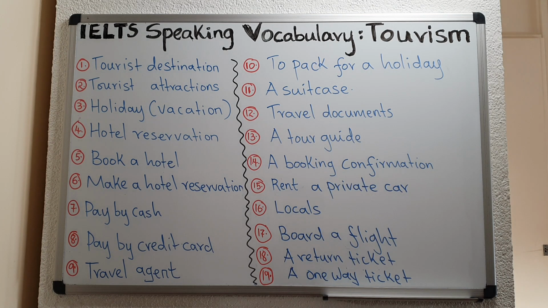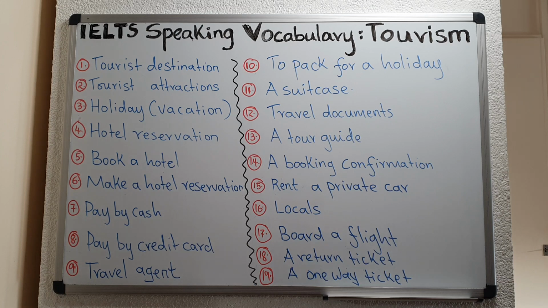Number 11, a suitcase. You pack all the things that you're going to bring on holiday in a suitcase. It looks like a bit of a box. It is where you put all your clothes as you prepare to go on holiday. In the suitcase, you put your shorts, your dresses, your sunglasses, your sun cream, your flip-flops, you pack them all in your suitcase.